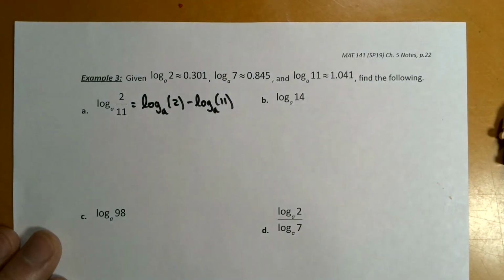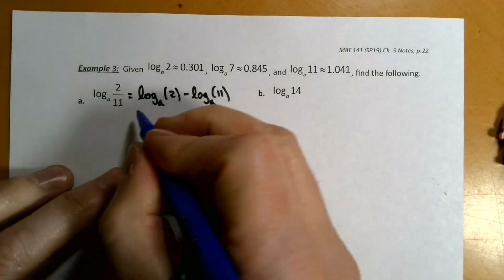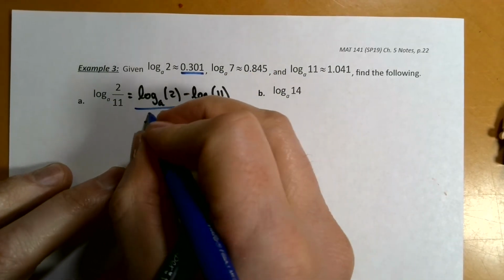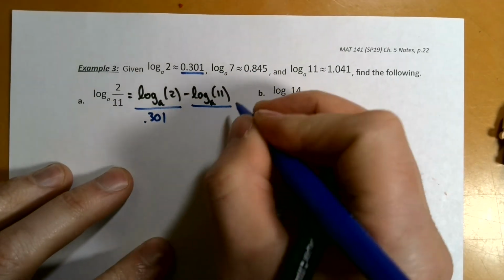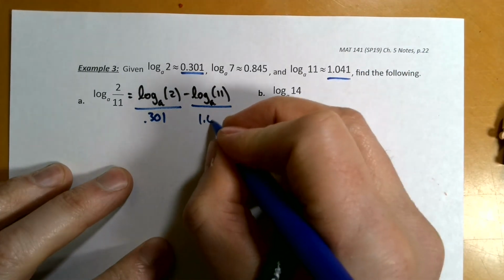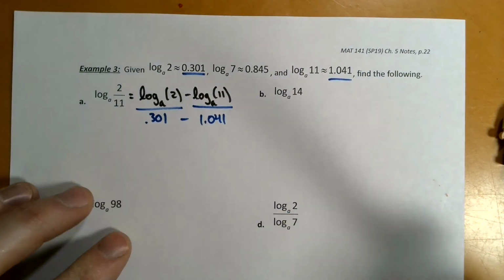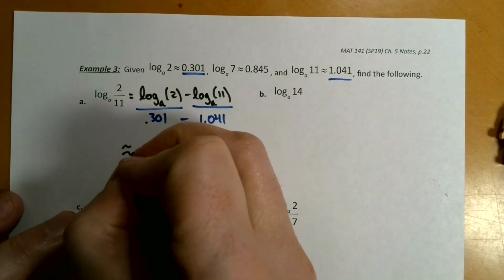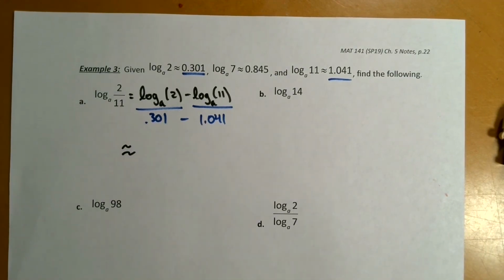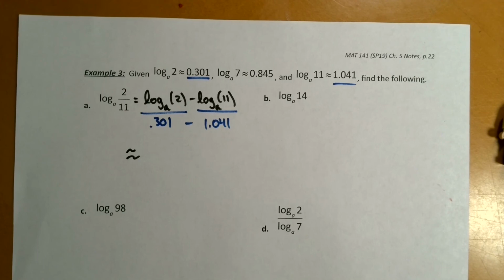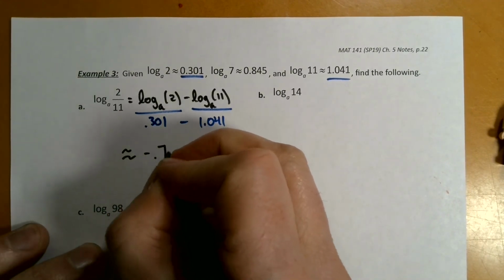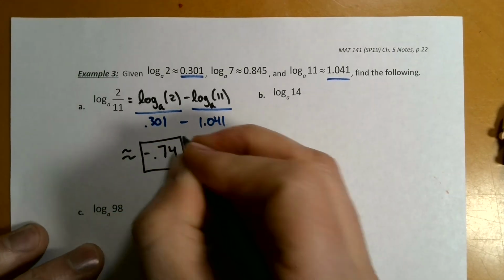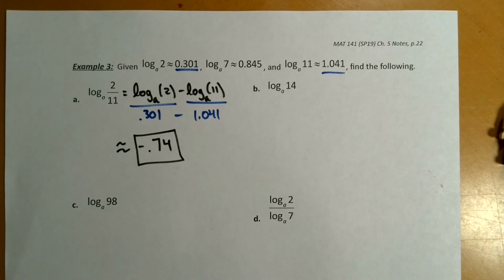Well, from above, you're told that log base a of 2 is equal to 0.301, and log base a of 11 is equal to 1.041. So this expression is simply the difference of those two. We should be careful. It's approximately the difference of those two, because these values themselves are approximations. So it's like a double approximation here, in that we're subtracting approximate values. But this would be an acceptable answer, and this is what we're looking for in this problem.